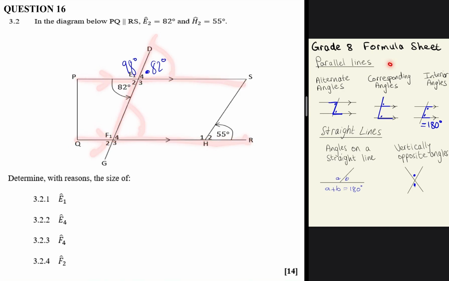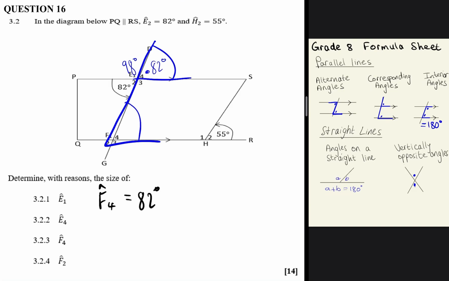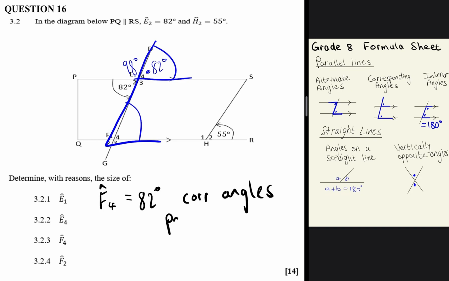Why are we saying that? If you look on your formula sheet, we're using corresponding angles. Therefore, if you draw the F, then these angles are equal to each other, and then you can write it down. Angle F4 equals 82 degrees, and the reason is corresponding angles. But again, very important, you have to write down the two lines that are parallel, and it's PS and QR. So then you have to write line PS is parallel to line QR. Very important to always write the reasons.